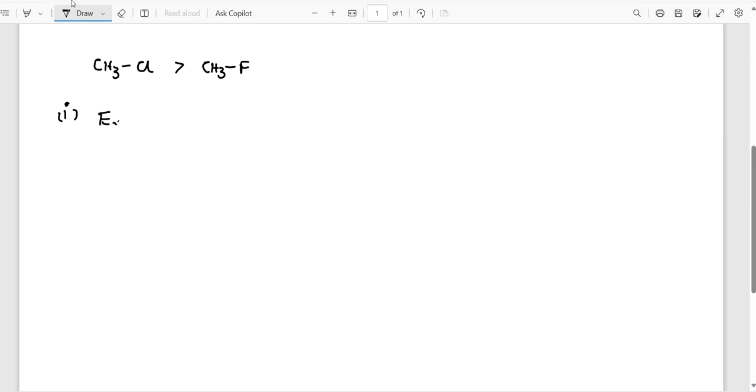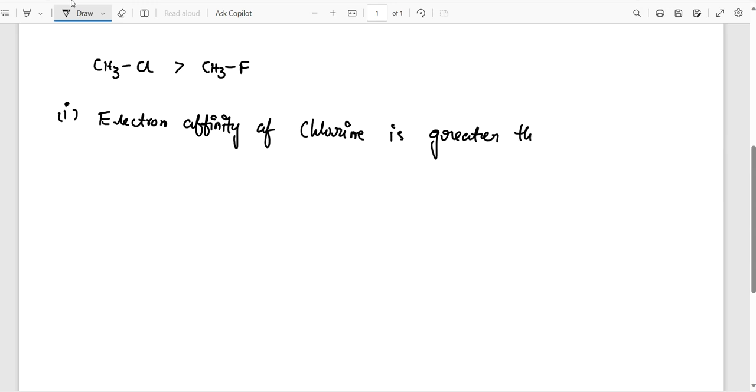We know that the electron affinity of chlorine is greater than that of fluorine. This is one reason. Why? Because here we observe that the electron affinity of chlorine is more than that of fluorine. That's why the dipole moment of the given compound methyl chloride is higher than methyl fluoride.